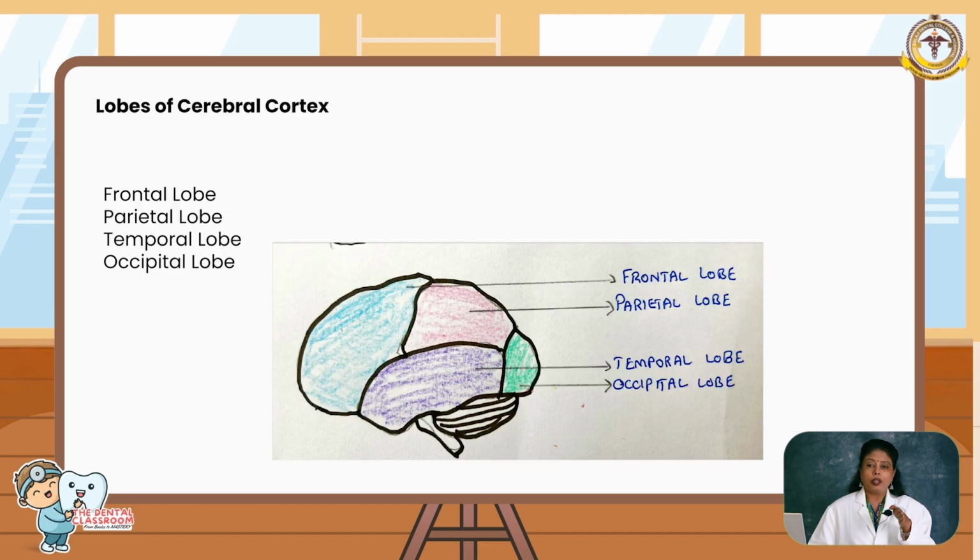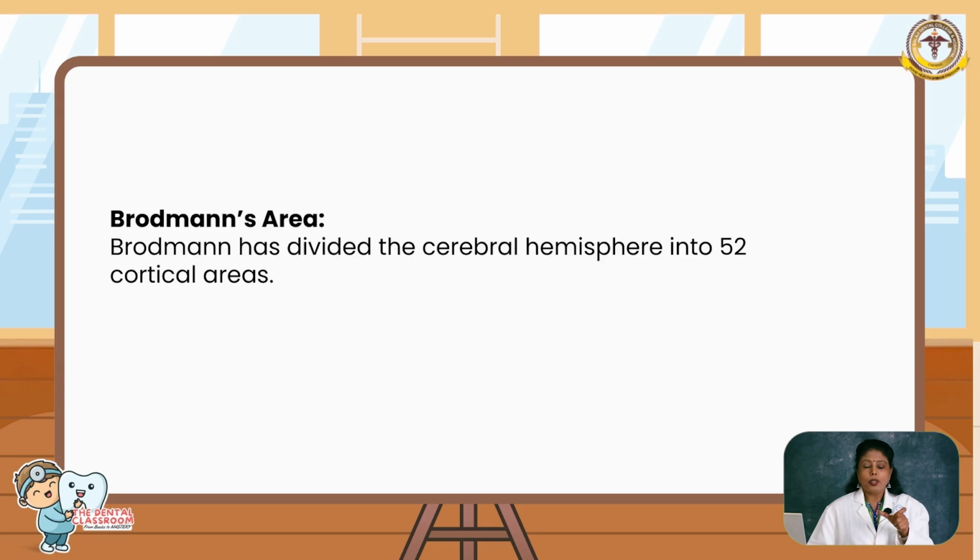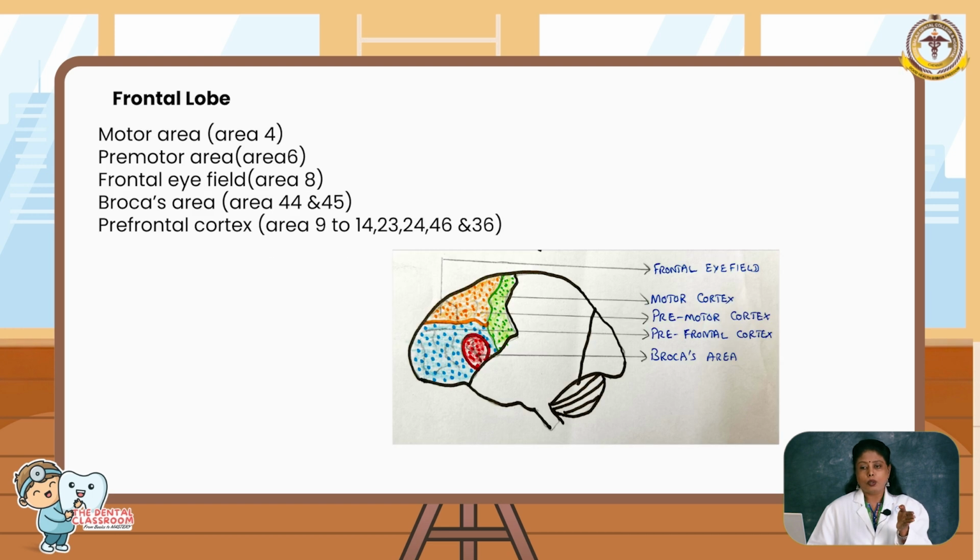Coming to the lobes of the cerebral cortex, based on the location, it is divided into 4 lobes: frontal lobe, parietal lobe, temporal lobe and occipital lobe. We will see one by one. Before going to the lobes, I want you to know about the Brodmann's area. Brodmann is a scientist who has divided the cerebral hemisphere into 52 cortical areas based on the function. That is called Brodmann's area, and each area is named after him. In frontal lobe also, we have so many Brodmann's areas. We will see one by one.